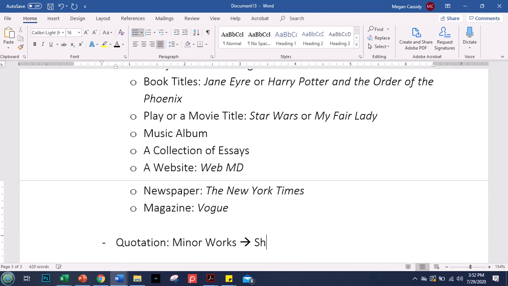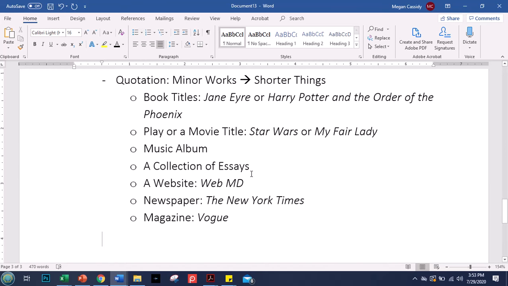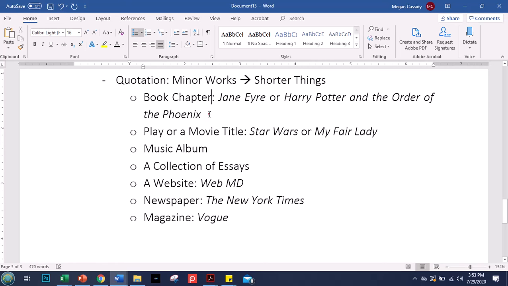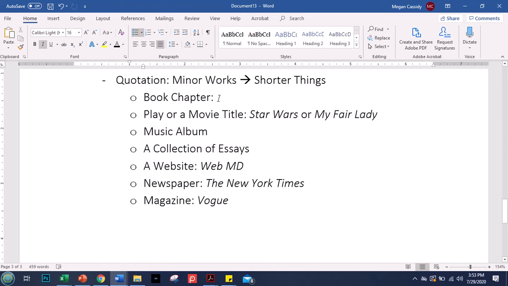In other words, typically shorter things. So I just copied my list of stuff and now I'm going to change it. So instead of a book title, let's say we have a book chapter. And that would be, this is not a chapter in Jane Eyre, but let's say it is, The Red Room. Or let's say it's chapter 2, The Red Room.